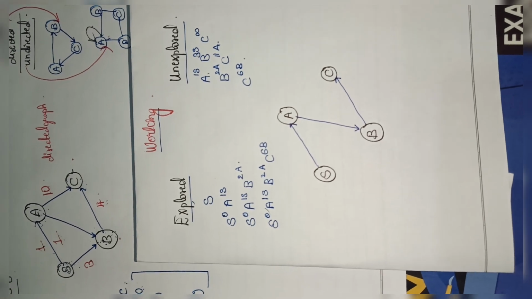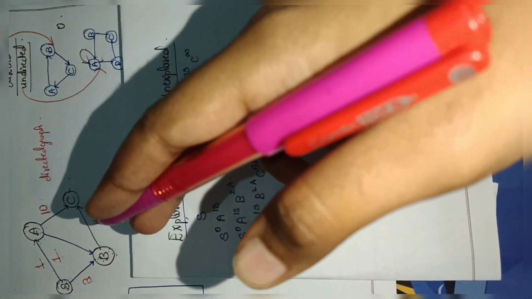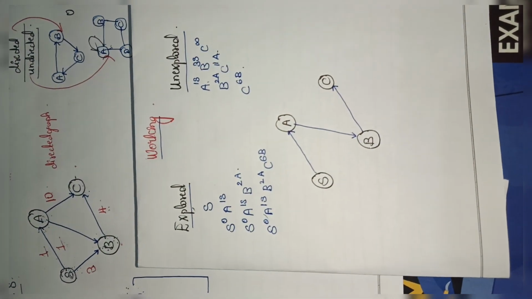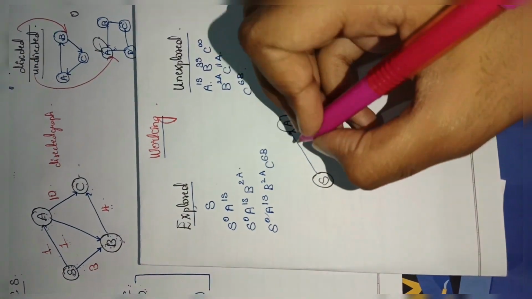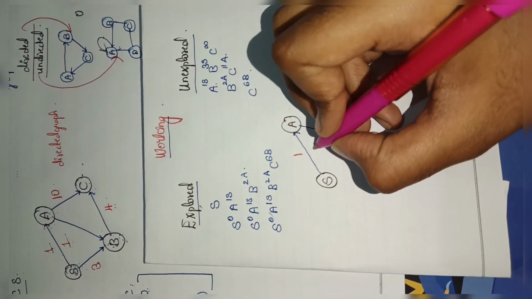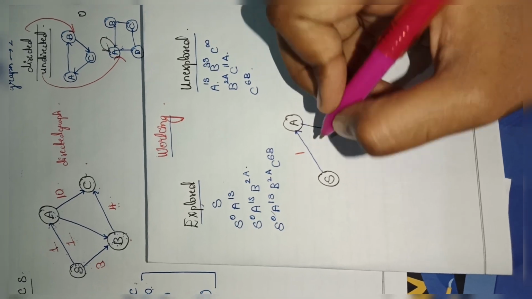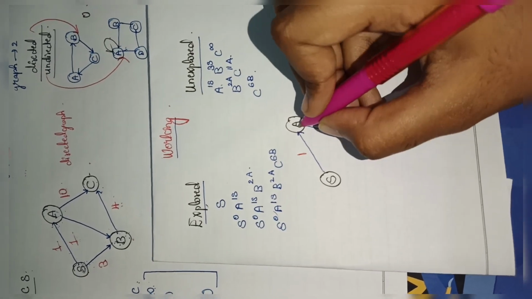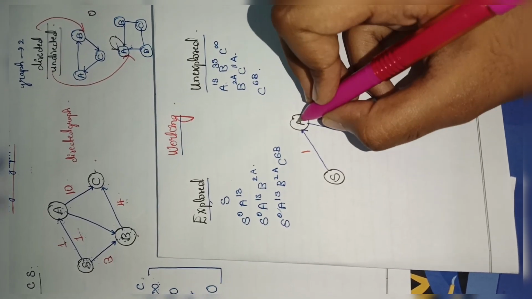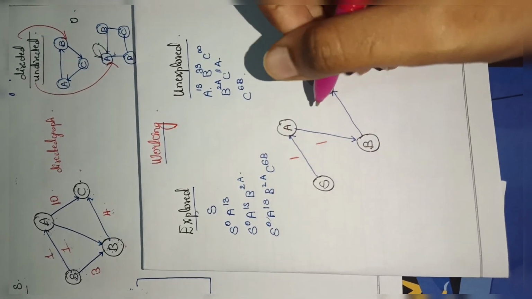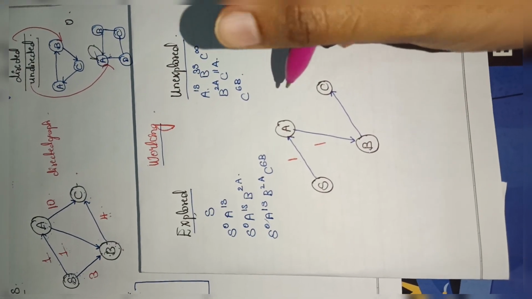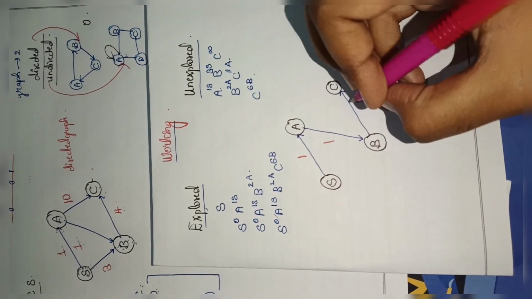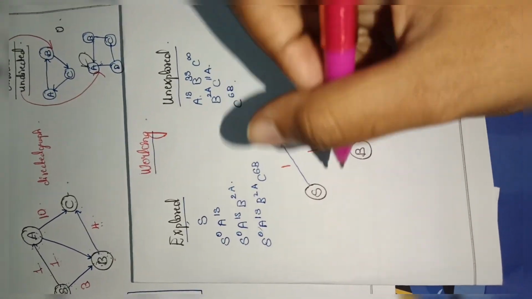Then after this, we'll write its weight. So here from S to A it's 1, and A to B is 1, from B to C is 4.